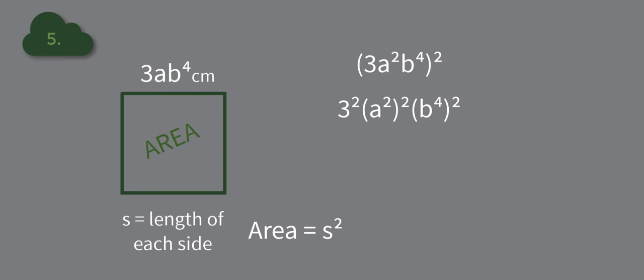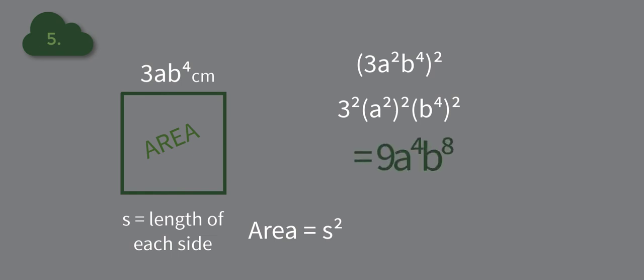squared. And again, because only multiplication is involved inside the parentheses, that exponent applies to each term individually. And again, just a caution, that does not apply to addition and subtraction. If we had 3 plus a squared 6 to the 4th, we couldn't do that. But since it is multiplication, we can do this by simplifying with applying the exponent to each term.